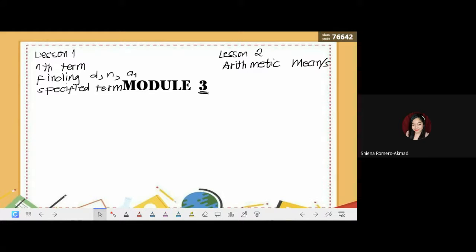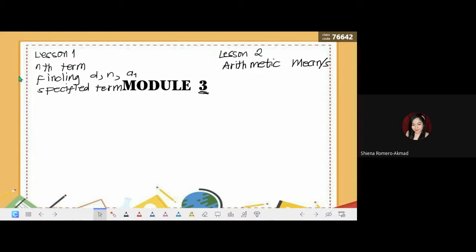Wait lang, may mga classmate pa kayo nagpapaano. Wait lang. Hindi tayo dito ng Q1 for module 3 and 10.